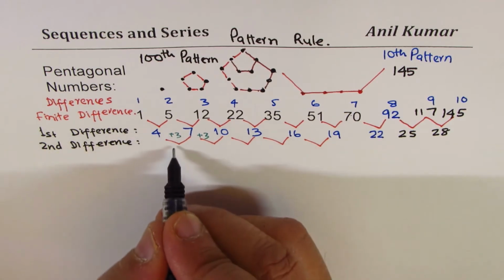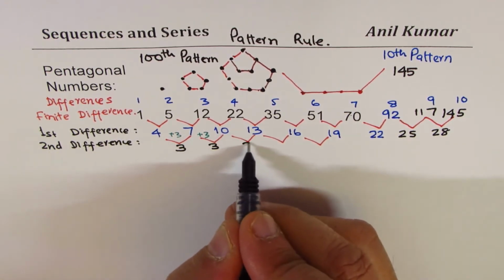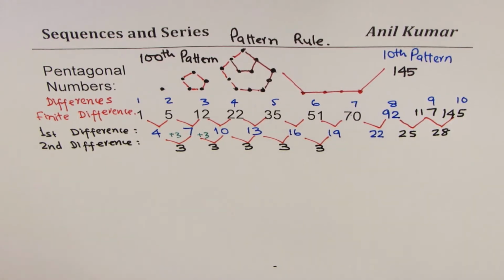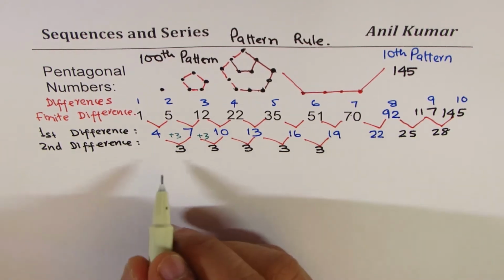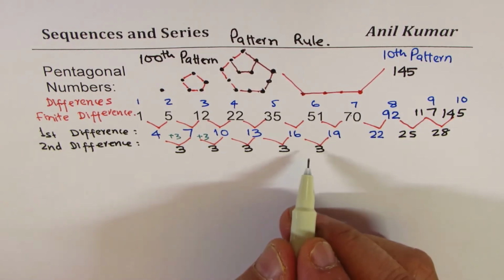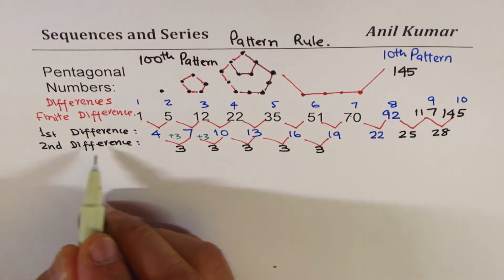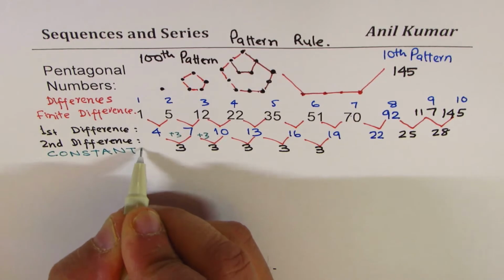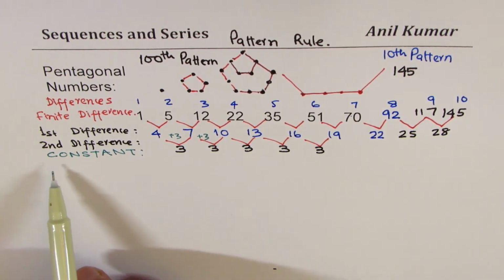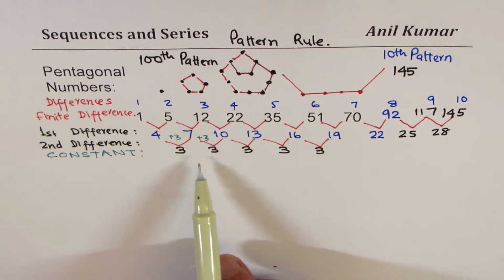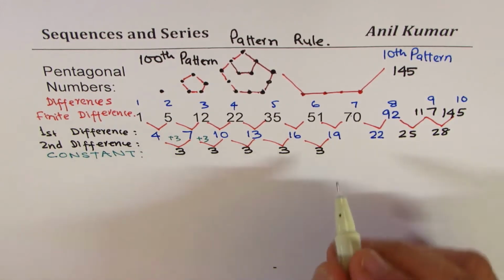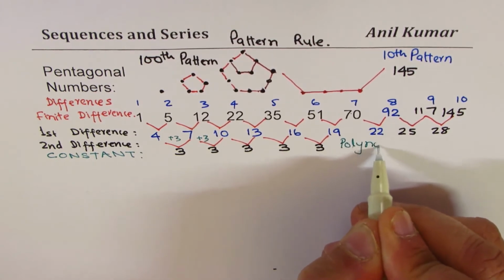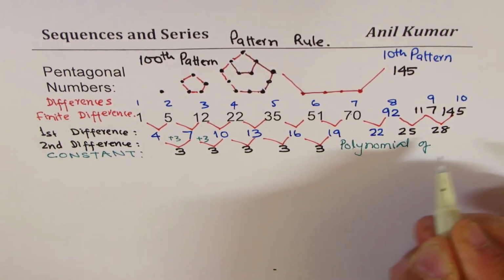Now what is 7 minus 4? It is 3. You know it is increasing by 3. So all these differences are constant and they are equal to 3, right? So now we can get our formula. The formula is simple. Once we get to a finite difference which is constant, we say the second difference is constant. It means that the expression which can represent this is a polynomial of degree 2. So that means we are looking for a polynomial of degree 2.